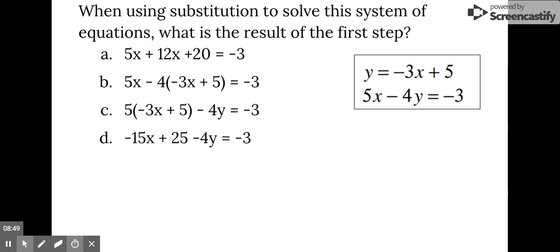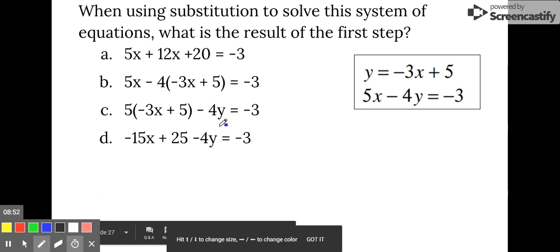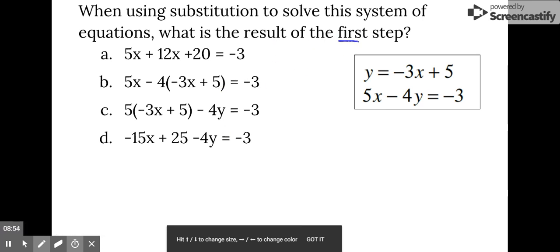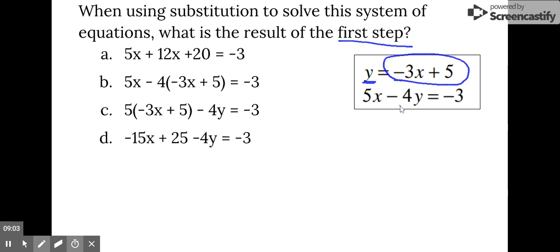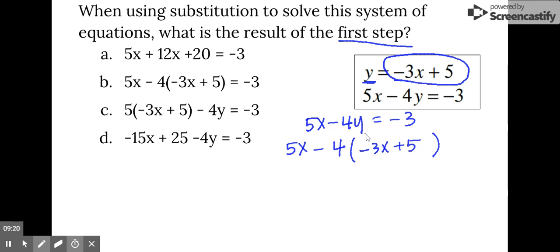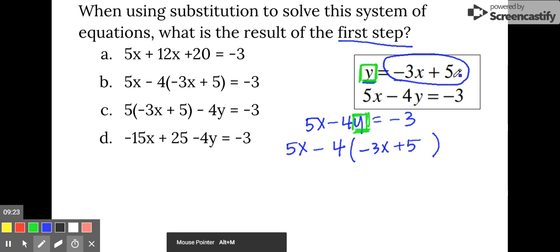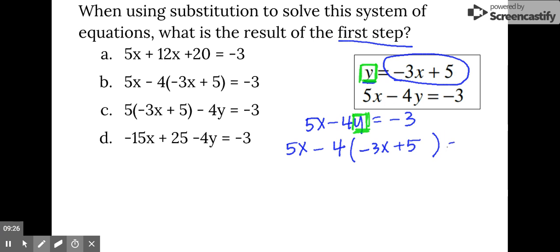In this question, I'm not asking you to find the answer. I'm going to ask you to find what is going to be the result of the first step. So first step means you're going to replace y with negative 3x plus 5, and you're going to plug into the second equation. So now I'm going to rewrite the second equation. And now our goal is to get rid of one of the variables. So I'm going to get rid of y, and I'm going to use negative 3x plus 5 instead of y. And the rest of them, you can just leave the same. So now this is the first step.